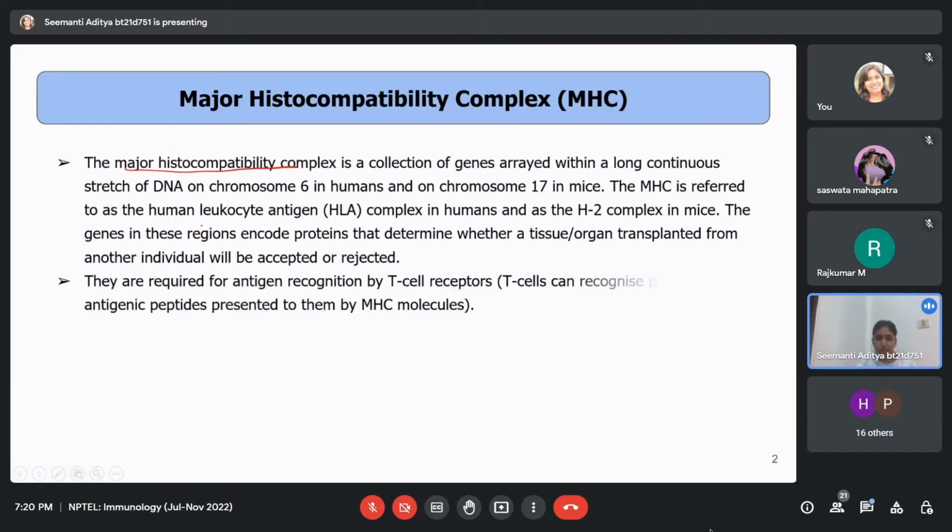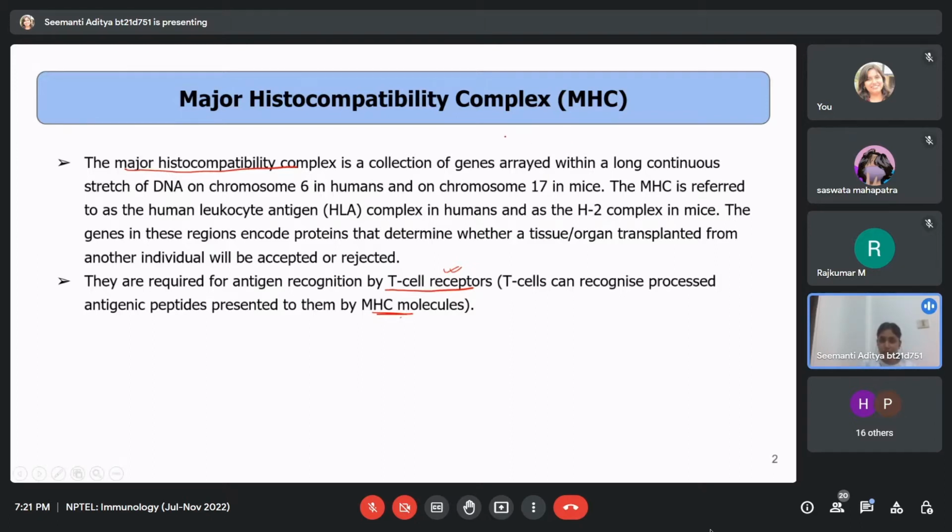So MHC complex, they have other functions, like they are required for antigen recognition by T cell receptors. Now T cell receptor can only recognize antigen which is presented by MHC molecules. So this we have been repeating since first class, that T cell receptors cannot recognize any antigen in its whole form. Antigen has to be processed and then presented on an MHC molecule to be recognized by a T cell receptor. So the MHC molecule plays a very important role in immune responses.